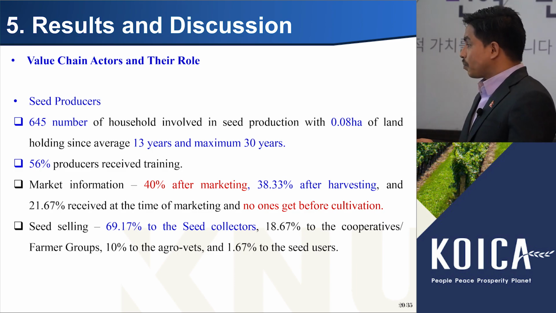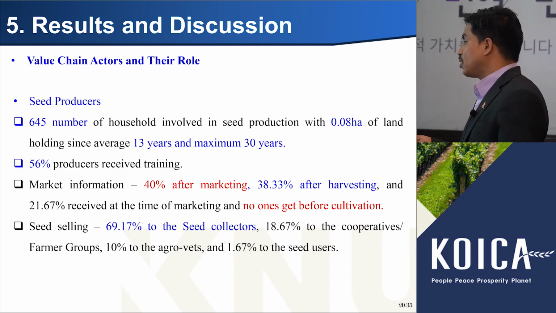And for seed selling, 69.17% goes to the seed collector, 18.67% to the cooperatives and farmer groups, only 10% to the agrovet, and 1.67% to the seed users. That means directly from seed producer to seed users, only 1.67% of seed moves. That means here the market margin is low, and a large number of mediators is not found, but the lowest volume was moved through this.